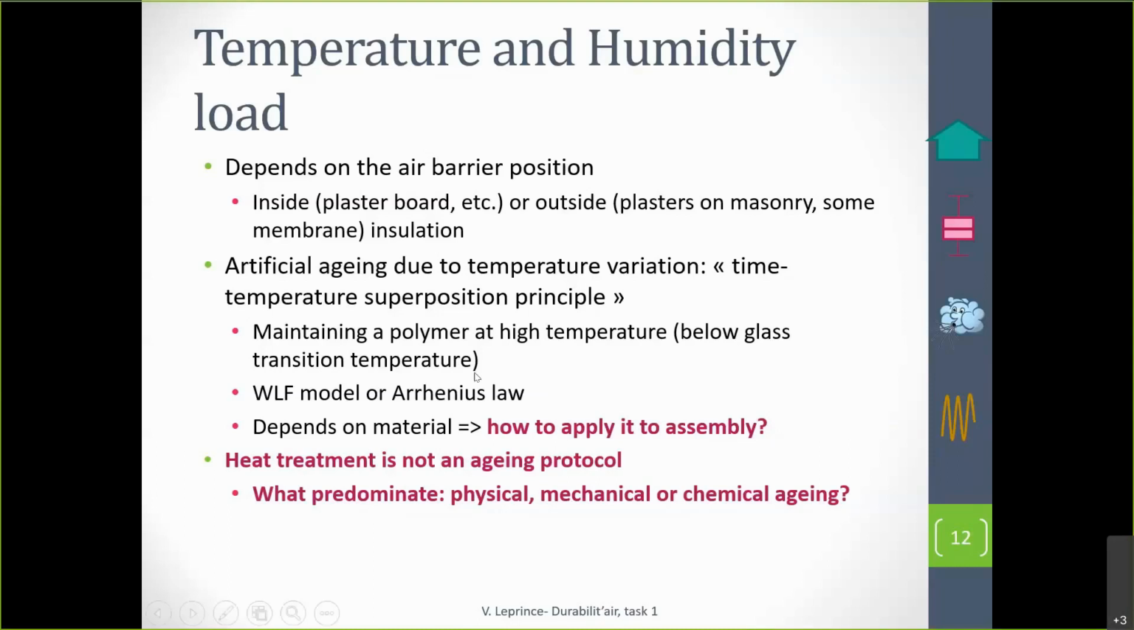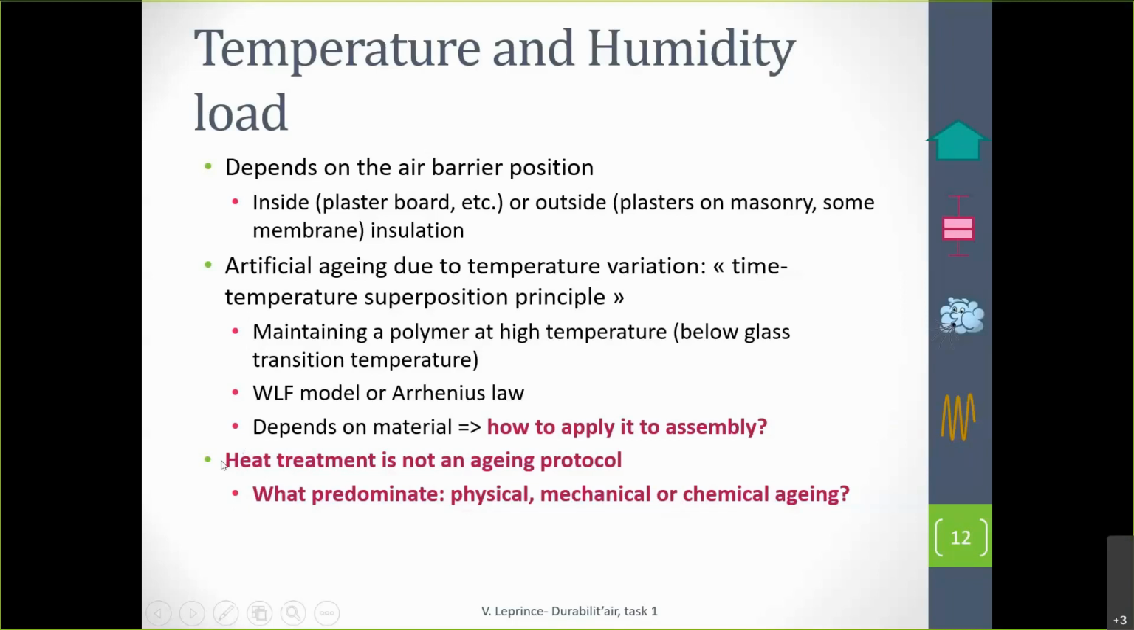But the problem is, all those laws depend on the material you have, and if you are trying to apply them to an assembly of material, like a membrane and an adhesive, or a plastic board and a mastic, then you cannot, there is just not one equivalent law, so how you can apply this law remains a question.